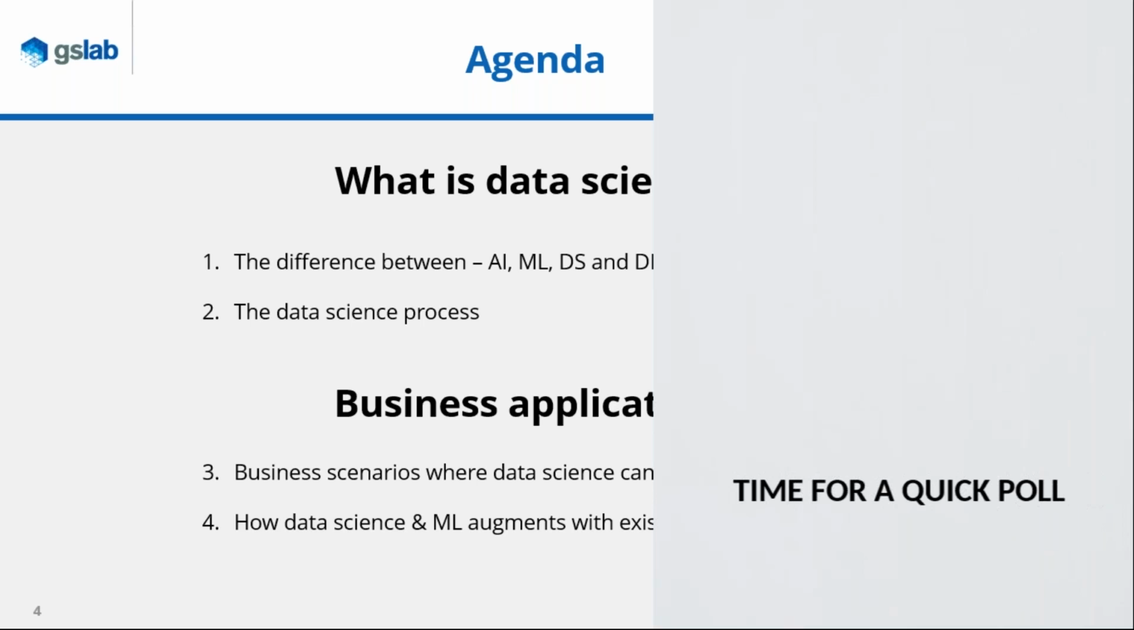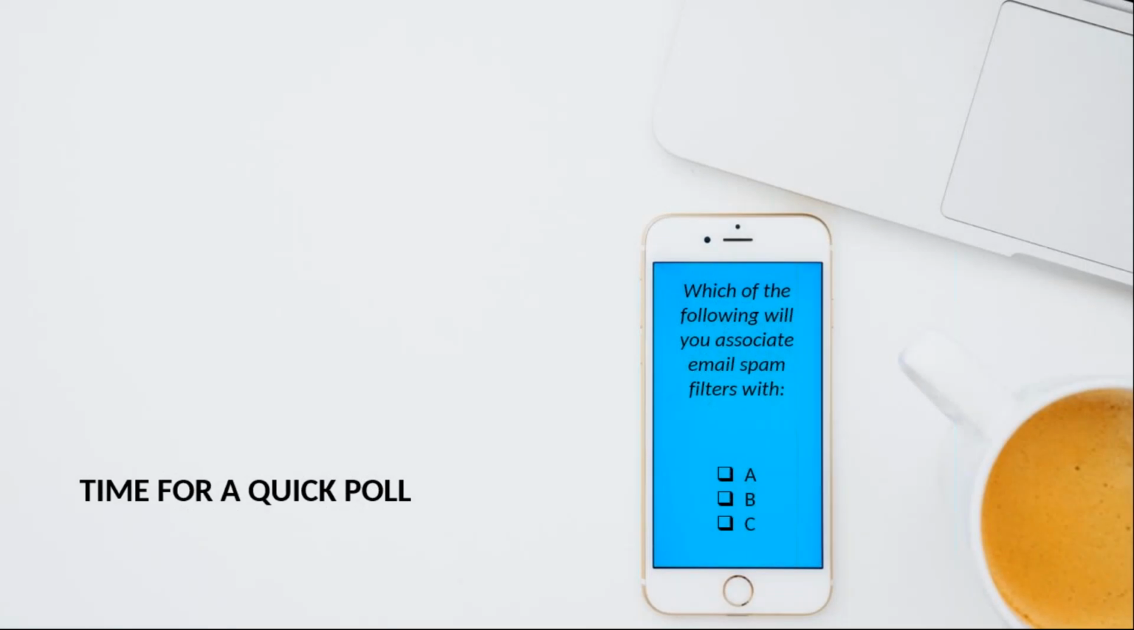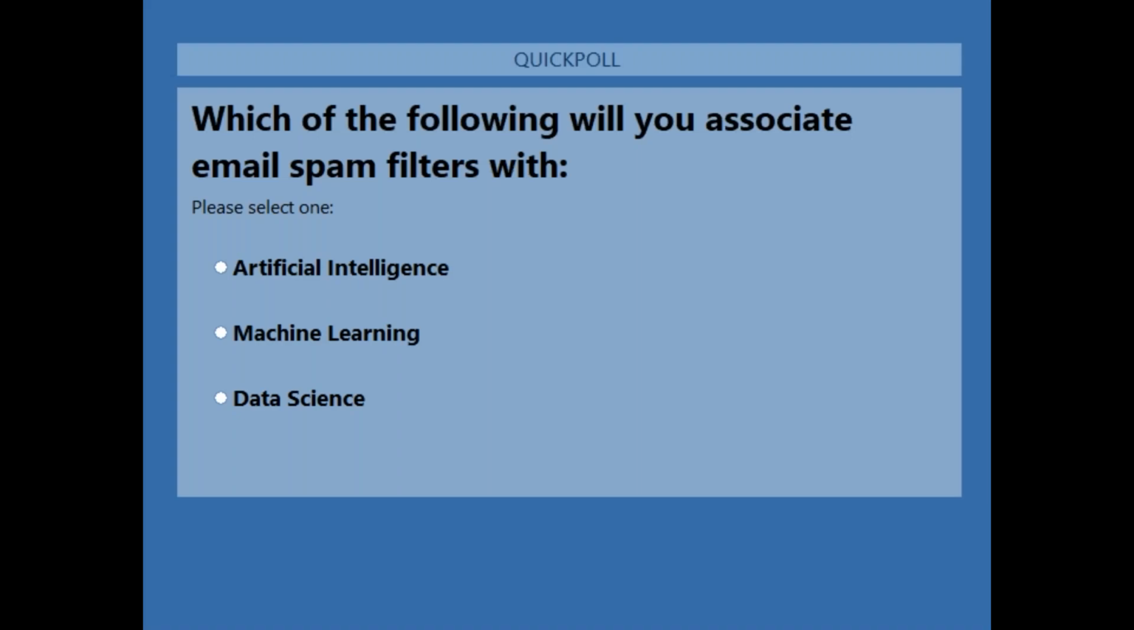Now, Vineet had requested us to run a quick poll just to get a feel of what people understand of these three technologies. So before handing over the controls to Vineet, I would like everybody to take a quick poll. The question for this poll is, which of the following will you associate email spam filters with? I'll just release the poll for everybody. You will have 30 seconds to answer, and after that, we'll hand over the controls to Vineet.